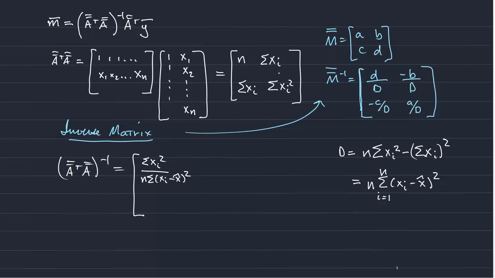And the next term is the sum of x's divided by the determinant. So it's also divided by n. So the sum of all the x values divided by n is the mean value of x. And then the remaining part of the determinant is the sum of square deviations from the mean. And there's a minus sign there. The other term on the opposite corner has the same value.